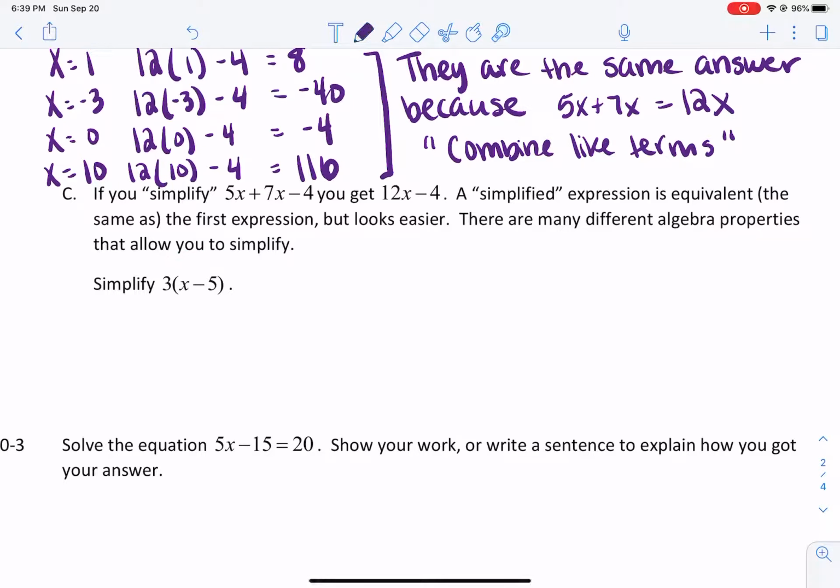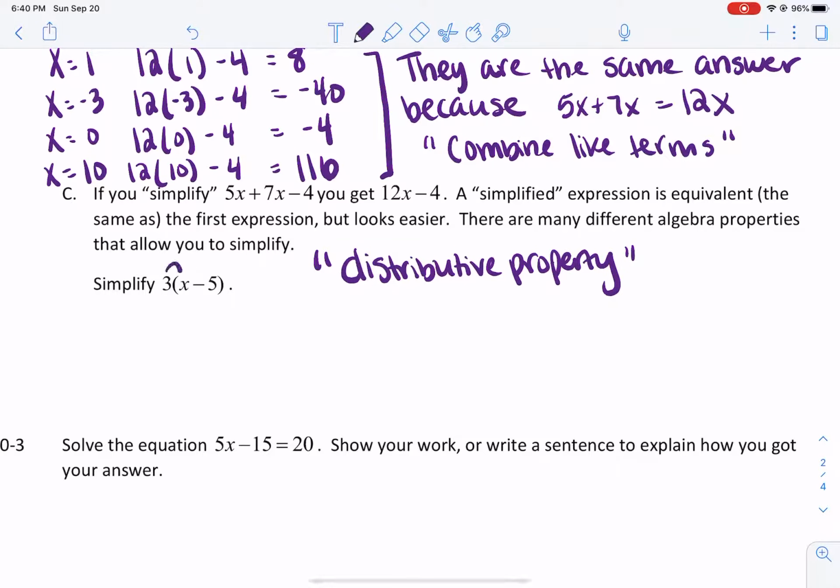So here it says simplify 3 times the quantity x minus 5. So we're going to use something here called the distributive property. Okay, so I'm going to start distributing. I'm going to take 3 times x, which is 3x, and then 3 times, remember that's a negative 5, so minus 15. And that's my answer.